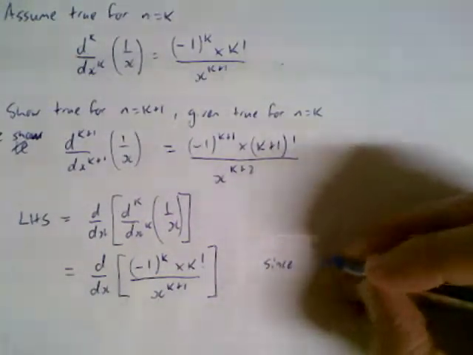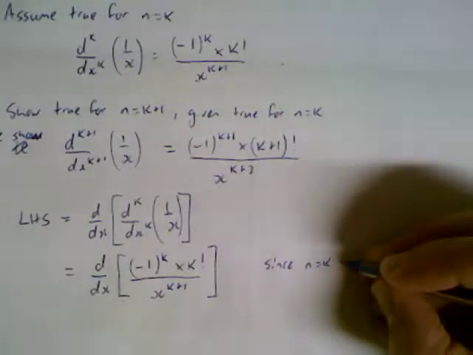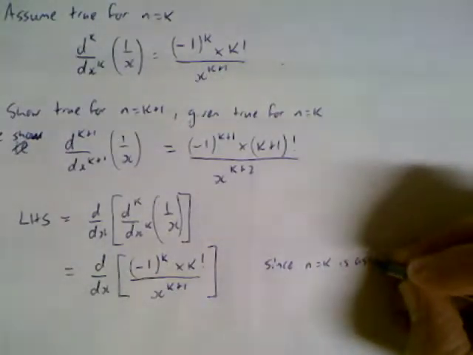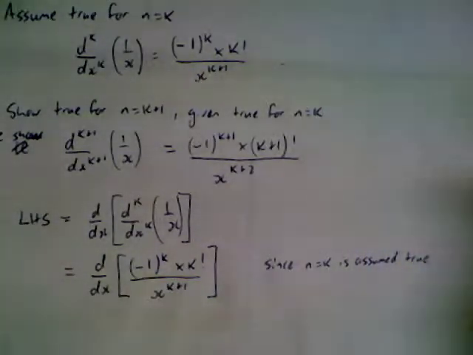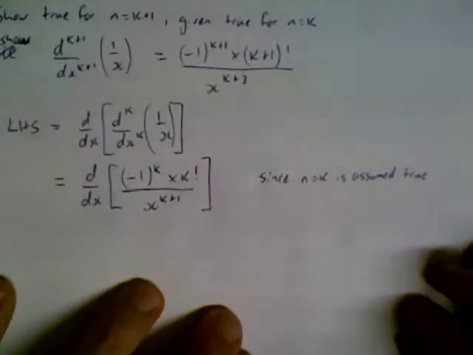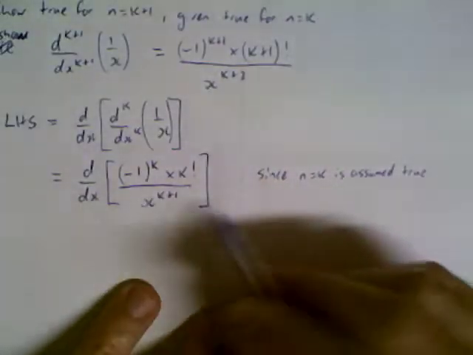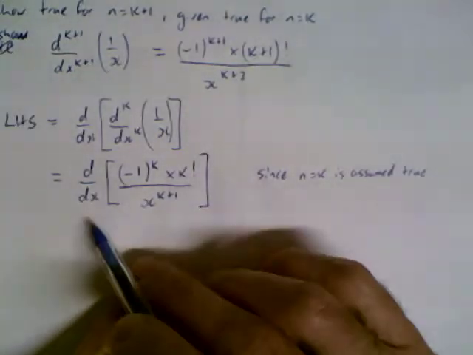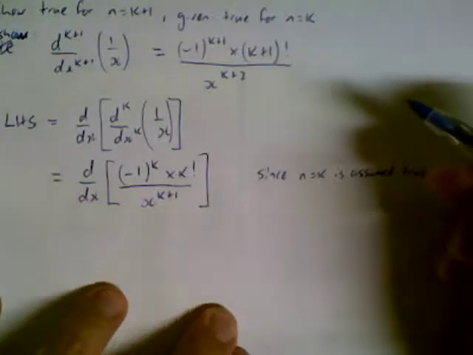And I'll just put a little note in there, since n equals k is assumed true. Just to show what we're doing there. Okay, so from there what we want to do is try and get the derivative of this expression so that it's equal to the right hand side over here. That's what we're aiming to do.